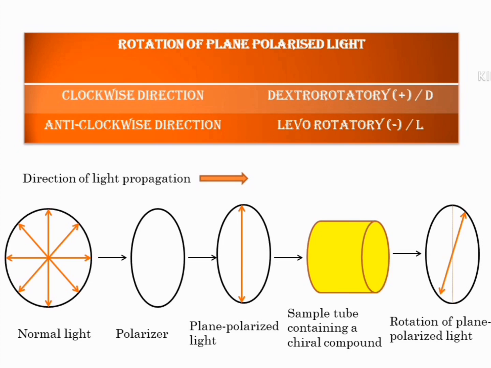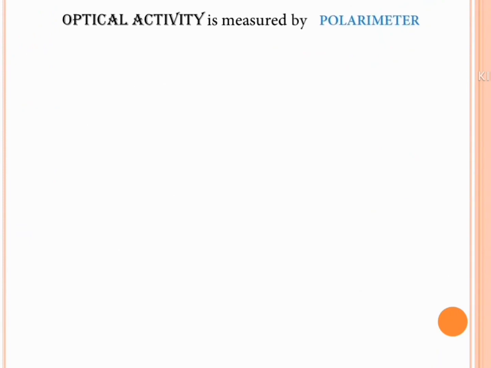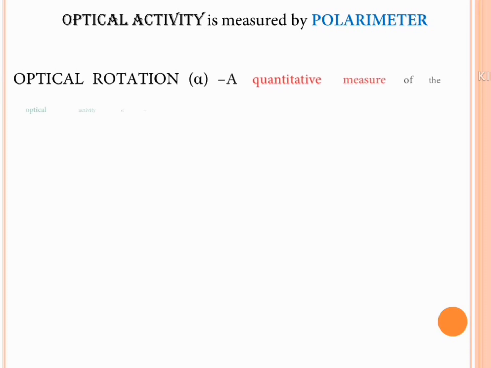When plane polarized light is passed through a solution that contains an optically active compound, there is net rotation of the plane polarized light. The light is rotated either clockwise or counterclockwise by an angle that depends on the molecular structure and concentration of the compound, the path length and wavelength of light. Optical activity is measured by a polarimeter. The magnitude of the optical activity is measured as an angle of optical rotation.